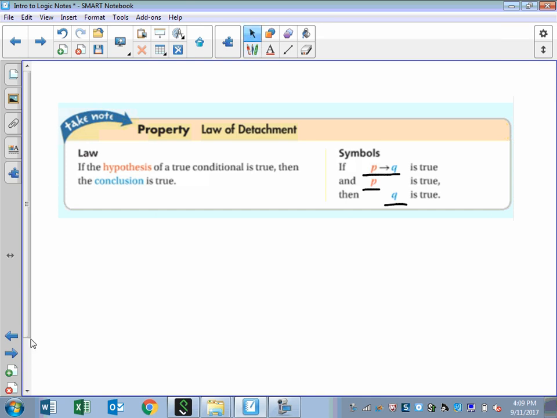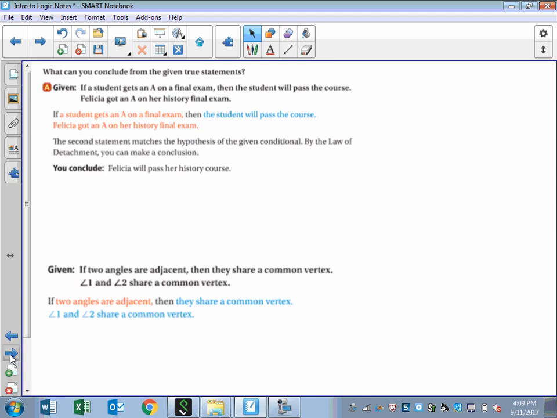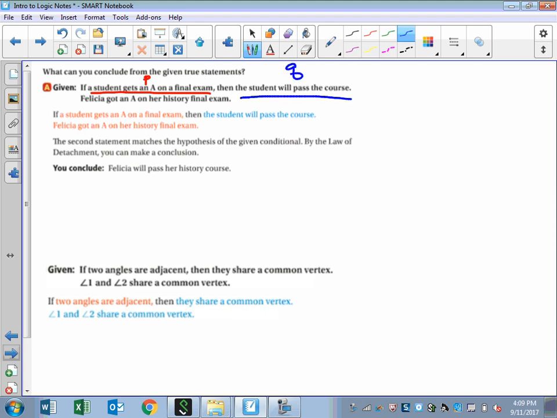So if we look at an example, if a student gets an A on the final exam, then they will pass the course. So our hypothesis is a student gets an A on the final exam. That's our P. Then the student will pass the course. That's our Q. So all the law of detachment says is that the statement is true, and then P is true. So P is true.